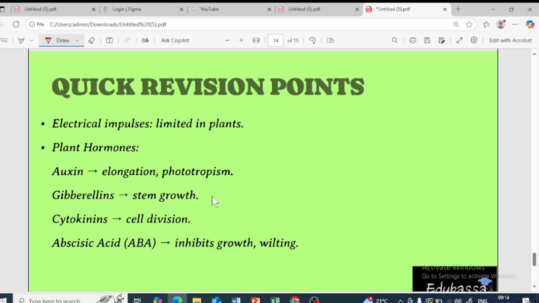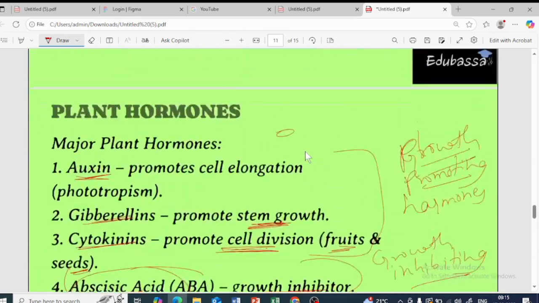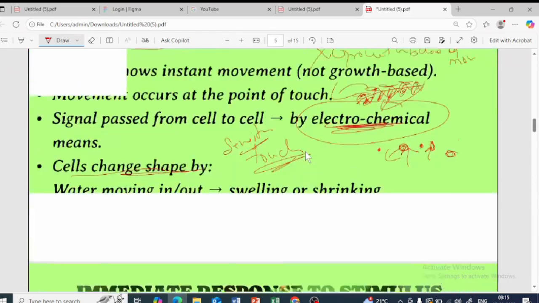Gibberellins help for the growth of the stem. Cytokinin helps for cell division, mainly in the fruit region as well as the seed region. Abscisic acid is a growth inhibiting hormone which inhibits growth by closing the stomata in order to prevent more loss of water, and hence the wilting of the leaves. Yes, that is it. I hope whatever I did is clear.